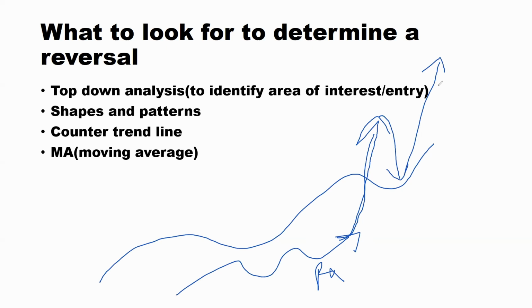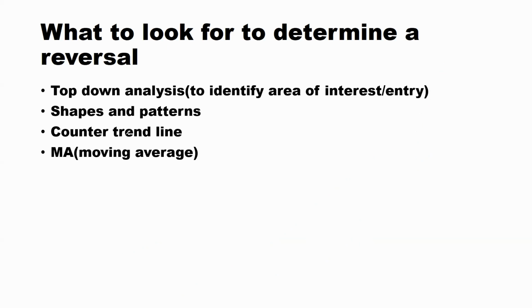So let's briefly go through what you have to look out for when you look for a reversal. One, do a top-down analysis to mark your areas of interest or areas of entry. I've told you to pick timeframes from 3 timeframes. Personally, I use monthly, weekly, and H4. And then after that, look for shapes.